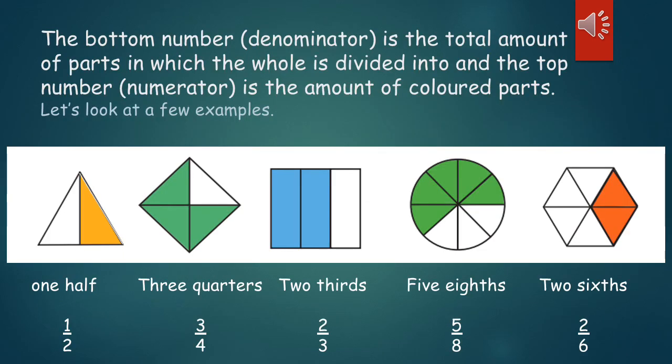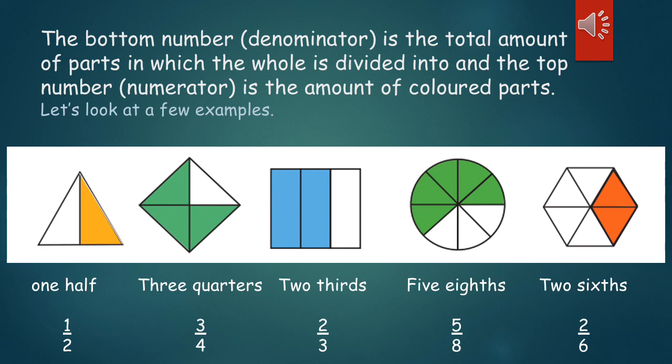The bottom number, denominator or donkey, is the total amount of parts in which the whole is divided into, and the top number or numerator is the amount of colored parts. Let's look at a few examples.